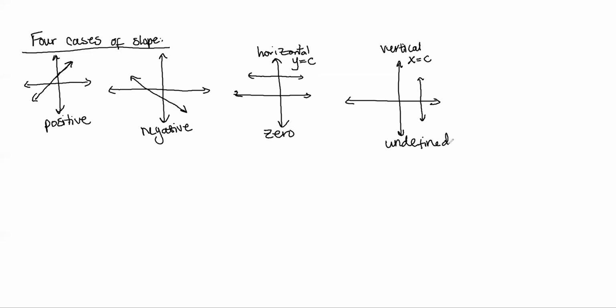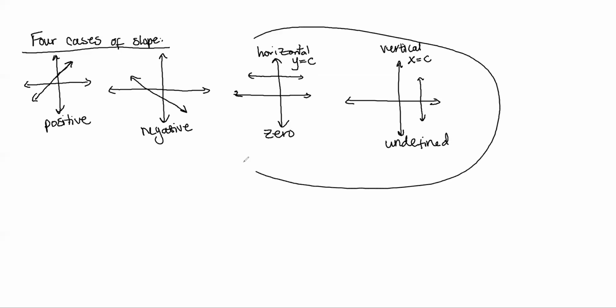So these last two, if you can get these memorized, it's going to make your life a lot easier when you see questions relating to vertical and horizontal lines. Because most of the time, all they can really ask you about is the slope of the line or what the equation or graph might look like. So try to get these two down. It's going to be really helpful.